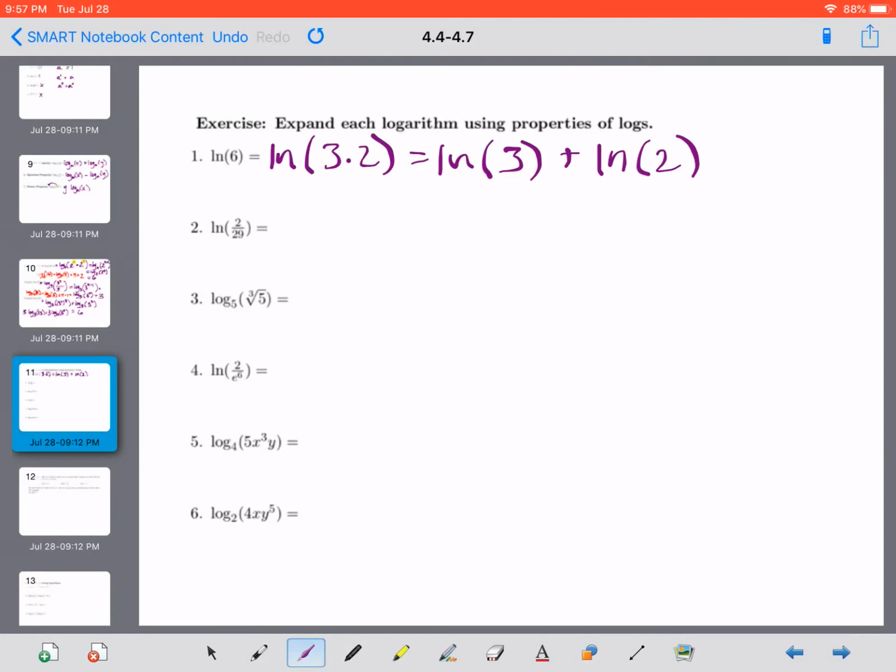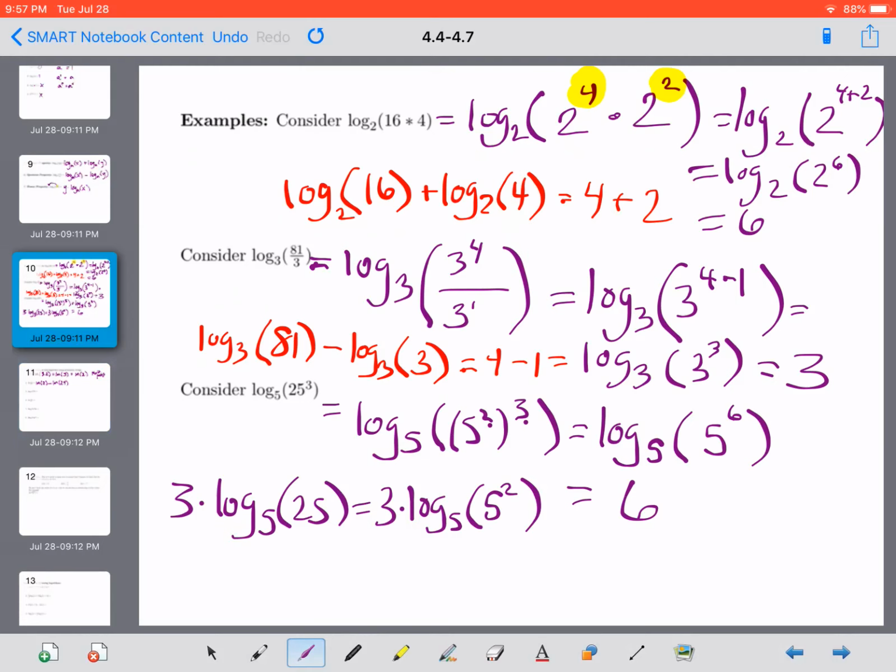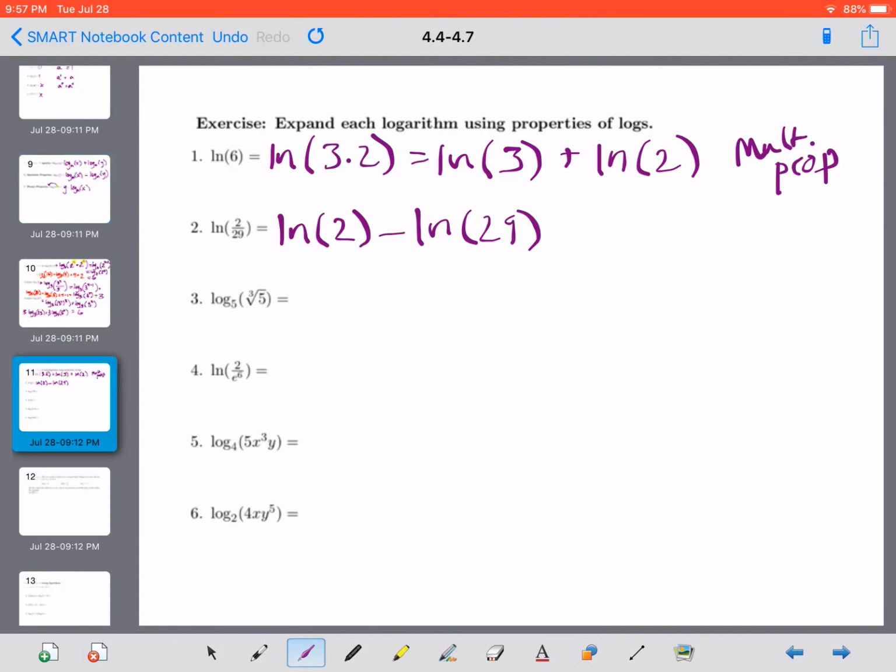For question 2, we have ln of 2 divided by 29. This is division on the inside. That's equivalent to subtraction on the outside. So this is equal to ln of 2 minus ln of 29. This was by the multiplication property. This is by, we'd call that the quotient property.